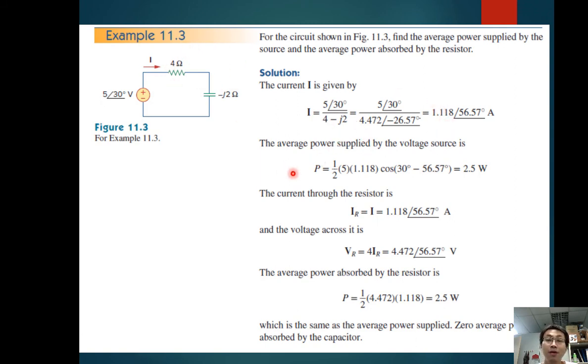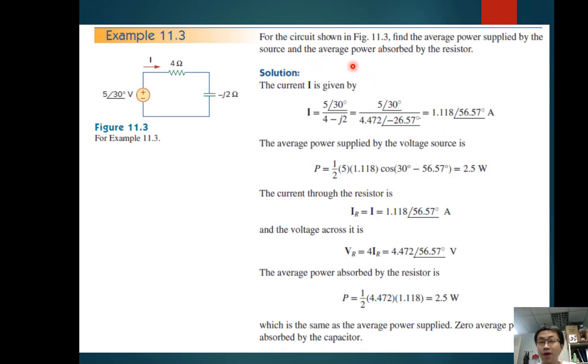And then the average power supplied by the voltage, I use the equation half Vm Im cos(theta v minus theta I). Where's my Vm? 5. Where's my Im? 1.118. Where's my theta v? 30 degrees. Where's my theta I? 56.57. So this is my average power supplied by the voltage source.